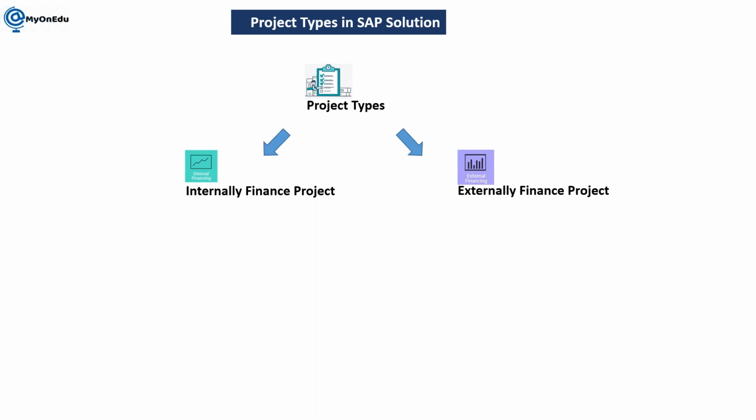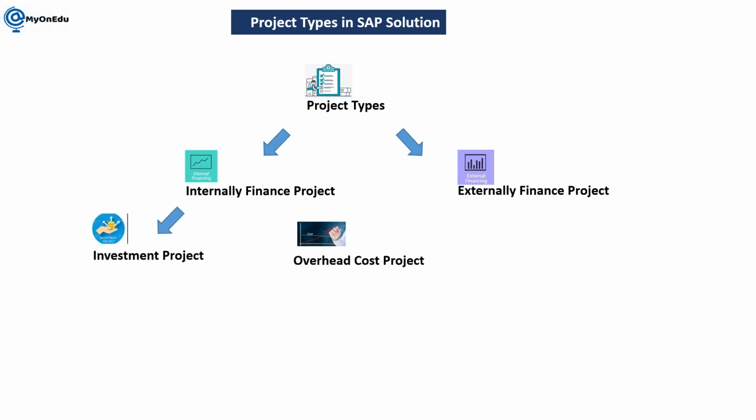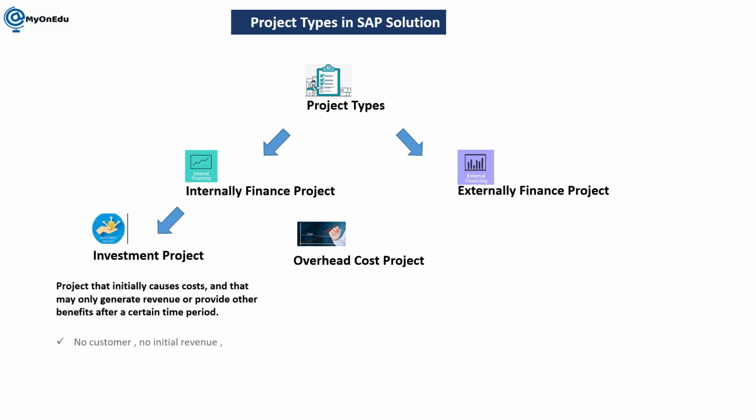The internally financed project is further divided into two types. One is an investment project, another is an overhead cost project. In an investment project, you are calculating your pre-investment and you don't have any customer. Initially you have cost and immediately you will not have revenue, but down the line, when you are selling this asset, then you will get revenue. So when you are starting this project, you need to calculate ROI to understand what exactly you will get from this project.